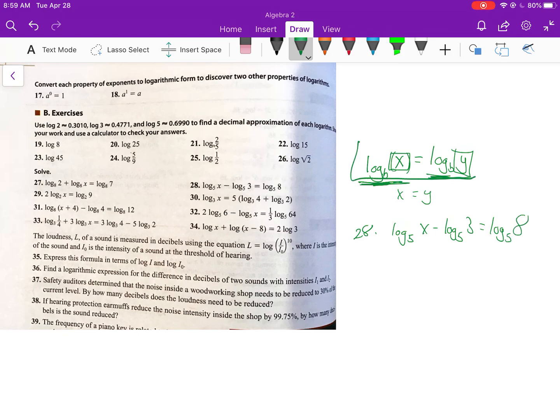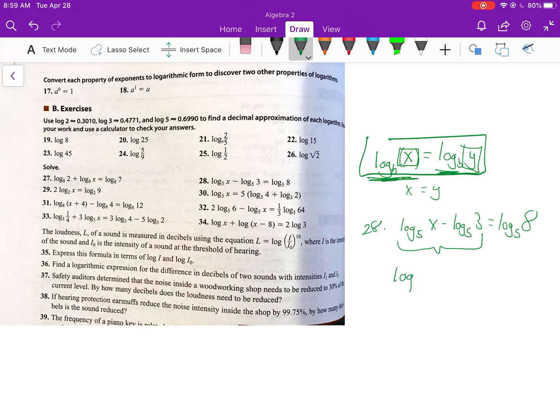It's not quite in this form yet, but what we can do is use the quotient rule to condense these. So this is subtraction. We can write this as log base 5 of x over 3 is equal to log base 5 of 8. And now we have a log base 5 of something equal to log base 5 of something else. So the arguments have to be equal. X over 3 must equal 8. And now we have a nice simple equation to solve. You multiply both sides by 3, and you get x equals 24. So that's the concept that you need to use for working through 27 to 33, the odd.